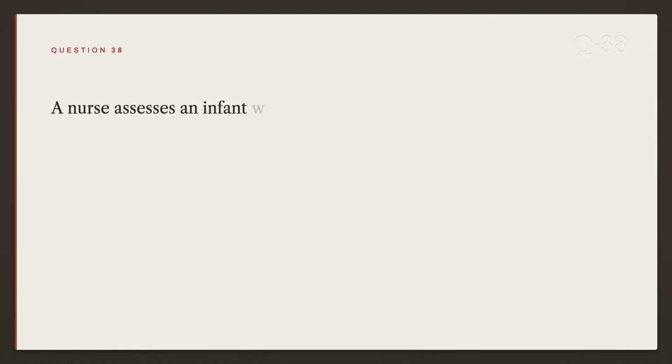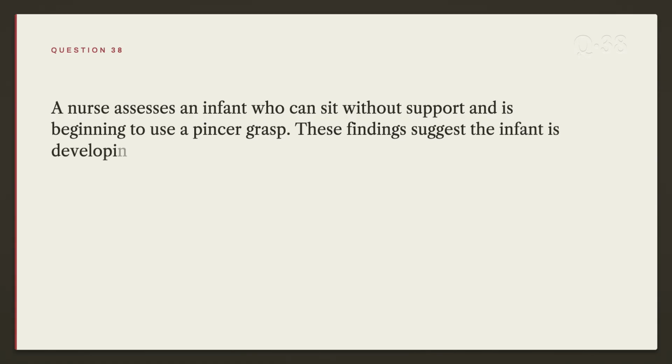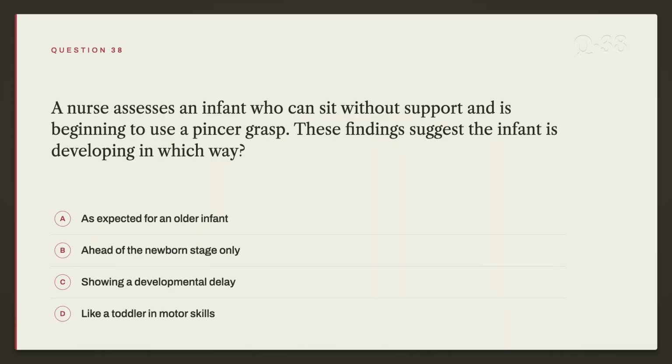Question 38. A nurse assesses an infant who can sit without support and is beginning to use a pincer grasp. These findings suggest the infant is developing in which way? Your options are A, as expected for an older infant, B, ahead of the newborn stage only, C, showing a developmental delay, D, like a toddler in motor skills. Which would you go with? Lock it in before the reveal.